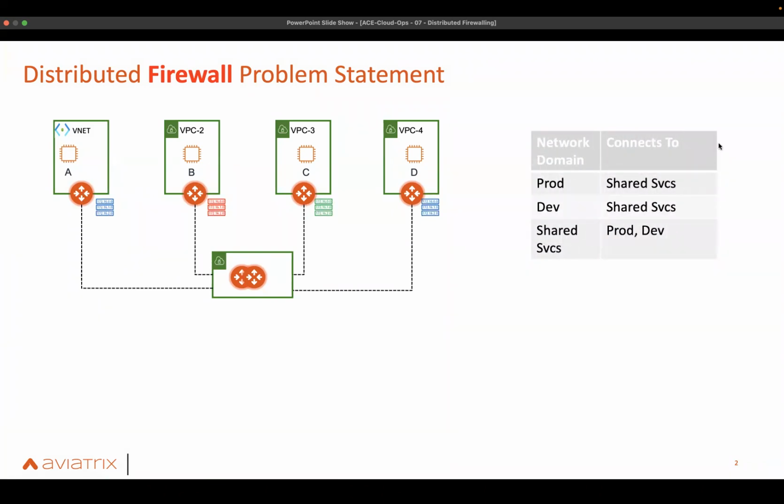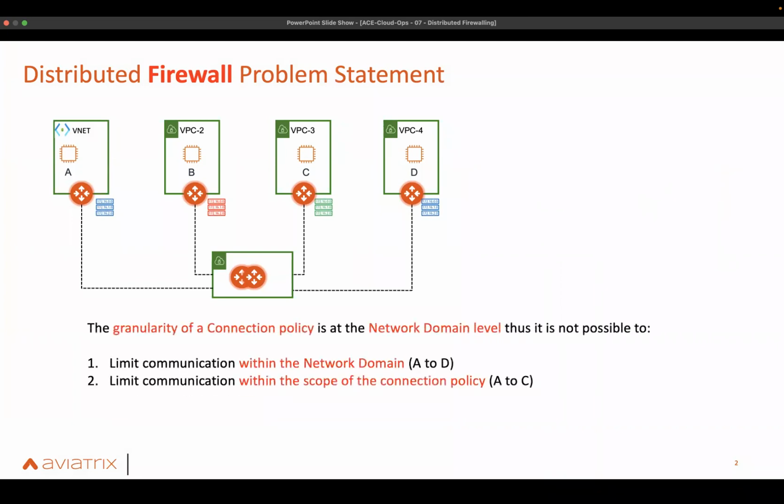Because we have shared services, as per our discussion, generally dev wants to access shared services and prod wants to access shared services. Thus you have the connection policy that connects shared services to prod and dev. And what you're seeing here is the opposite, because remember that connection policies are bidirectional. So the problem is that the granularity of a connection policy is at the network domain level.